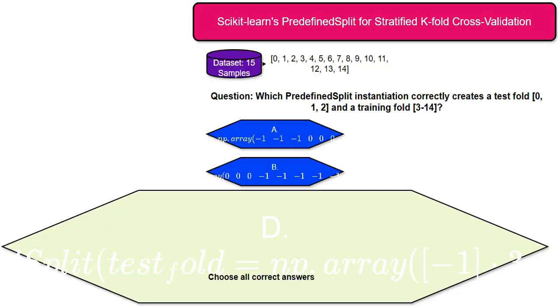This option assigns all 15 samples to the training set, -1. There is no test set defined. This will not work for our cross-validation.